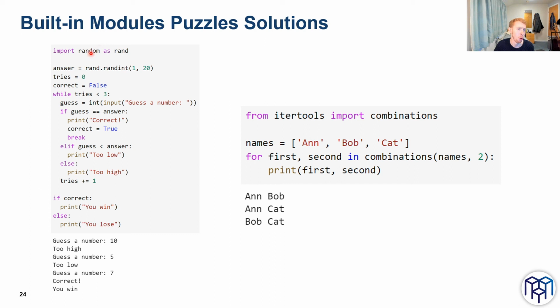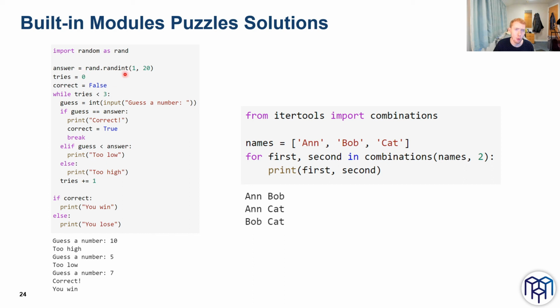Normally you would just import random, but to prove the point that we can use aliasing, we've imported it as rand. And then we create a random number between 1 and 20 using rand.randint. We're going to keep track of how many tries the user has, initially 0, and they're initially not correct. So correct is false at first.